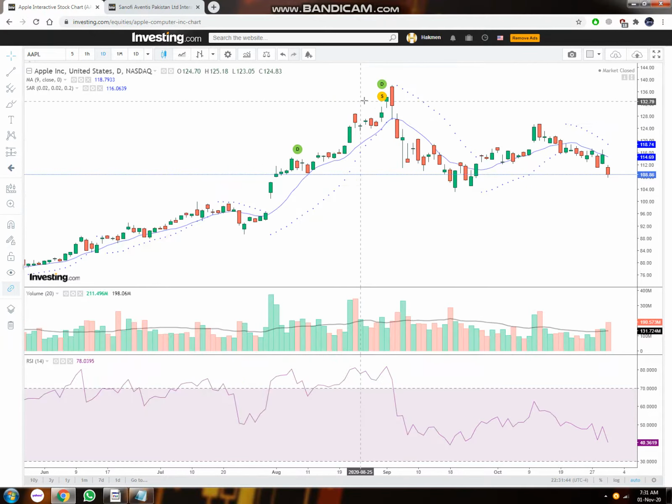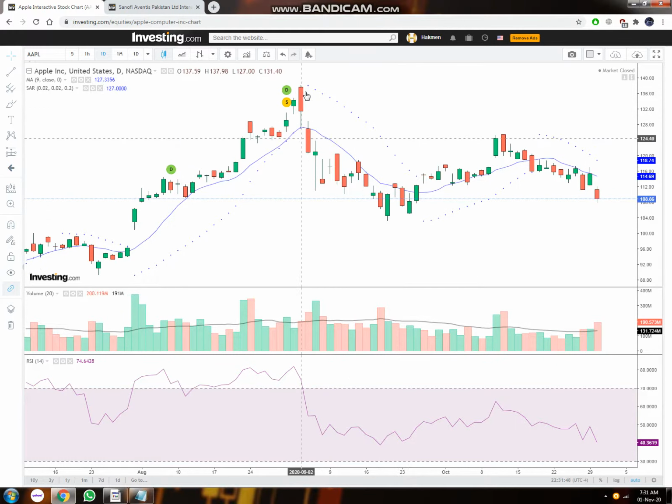Besides this, if a trend starts to move downward, you can see that the moving average and the parabolic SAR also changed its course, and the same is the case with the relative strength index. As you can see here at this level, it changed course, moving downward. It is in an overbought area. You can see that whenever a stock reaches its overbought area, it means that it will come down. It will have to come down.